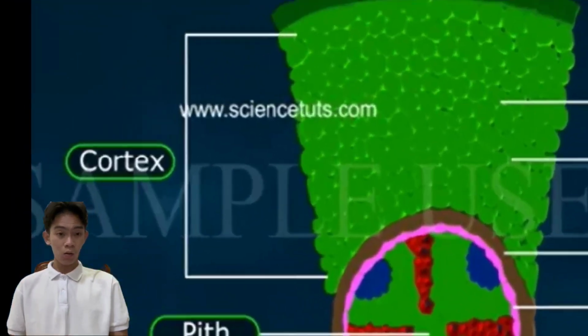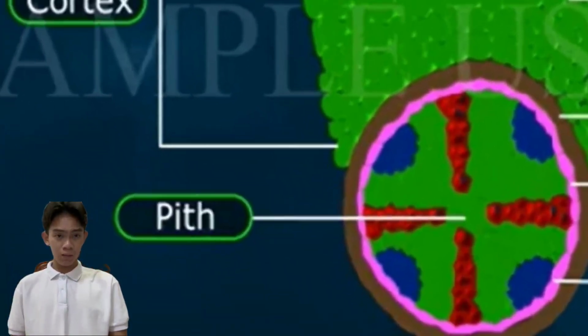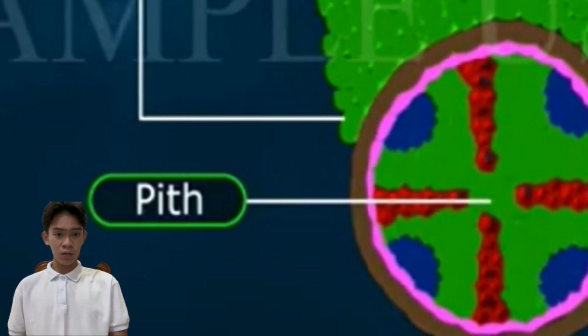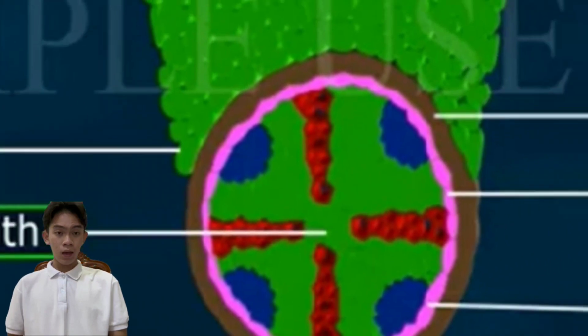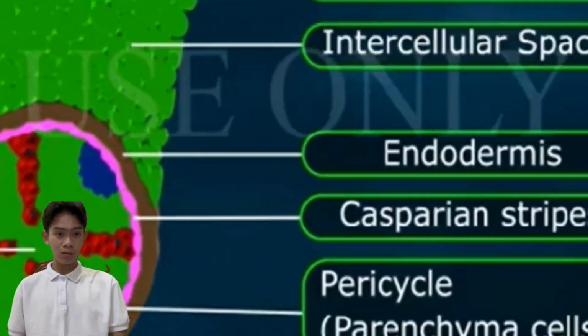Cortex. Cortex is located between the epidermis and the vascular tissue. Pith. Pith lies between the vascular tissue and the center of the root. Endodermis. Endodermis is a layer of cells that separates the stele from the ground tissue in the outer portion. This also serves as a checkpoint for materials entering the root's vascular system.